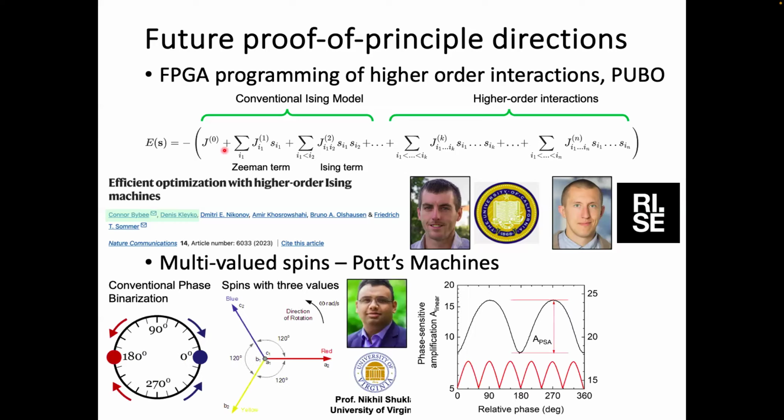Something else we have demonstrated is that we can do multi-valued spins. So conventional phase binarization, what I showed you here with a phase-sensitive amplifier, gives you 2 phase states. But people are looking into multi-valued spins, both theoretically and with another technique. Nikhil Shukla at University of Virginia shows with other types of oscillators that he can get multi-valued spins. And we have demonstrated that. Maybe I should have shown some results, but by playing with 3F pumping instead of 2F pumping, you can get the same behavior. It gets weaker and weaker.